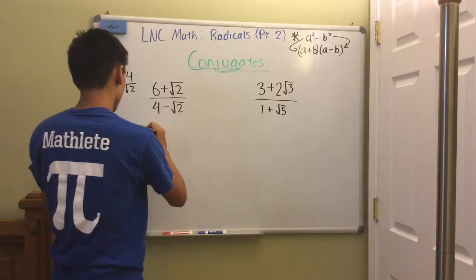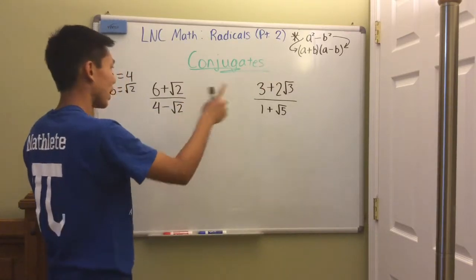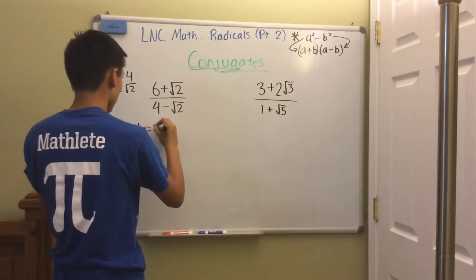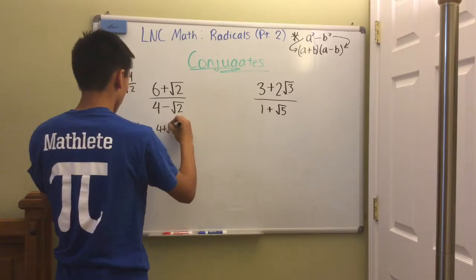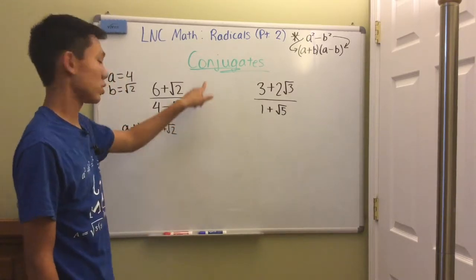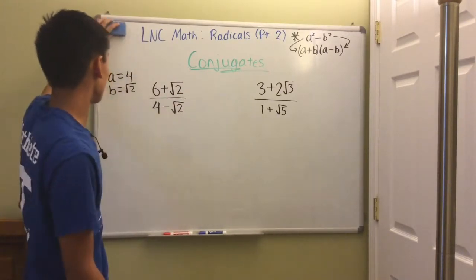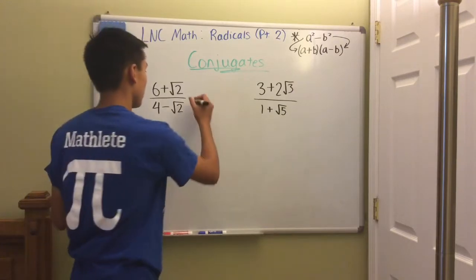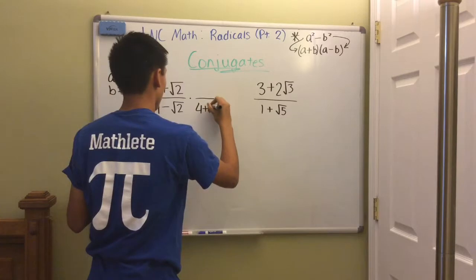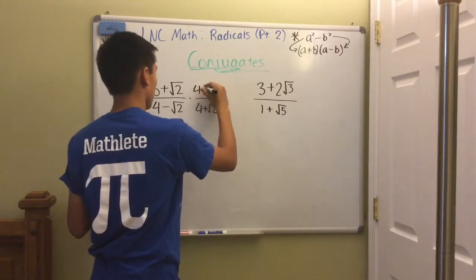If we look at this one, we already have a minus b. That means we would have to multiply the denominator by a plus b, which would be 4 plus root 2. So we multiply the denominator by that, but we'd also have to multiply the numerator by that, because what you do to the denominator, you also do to the numerator. So let's multiply by 4 plus root 2.